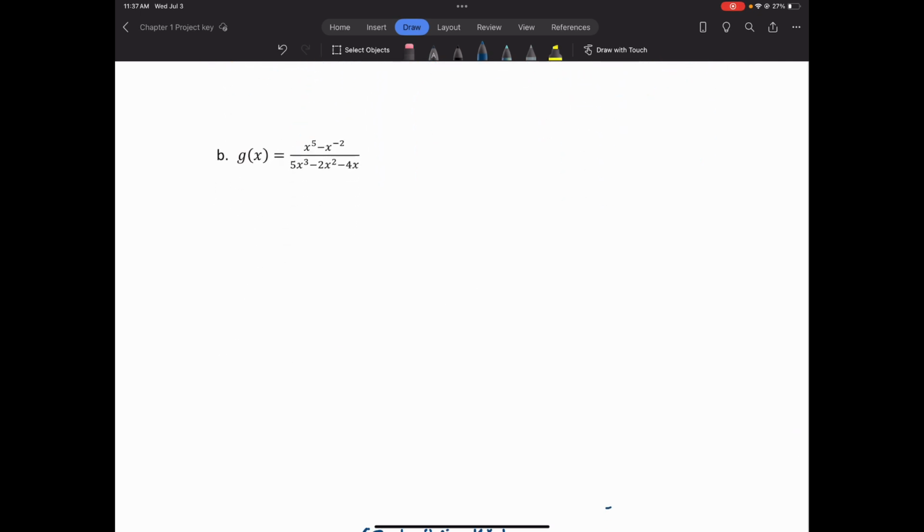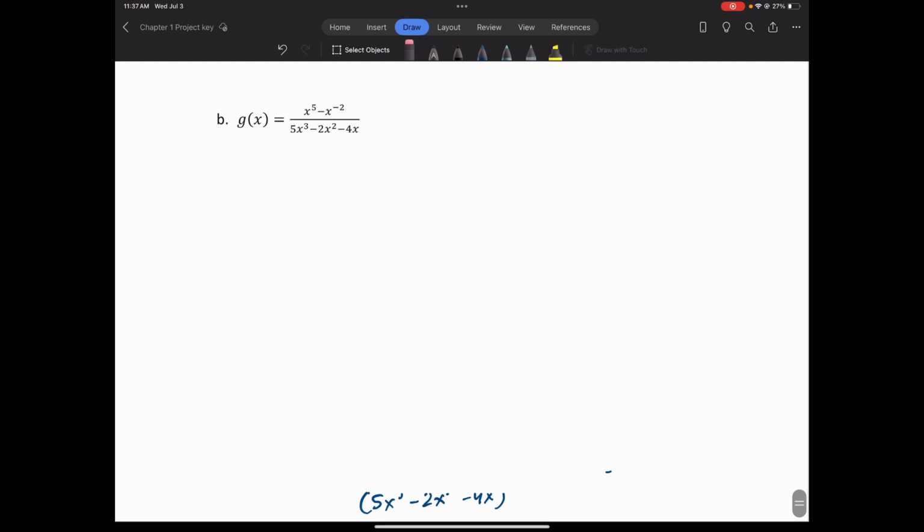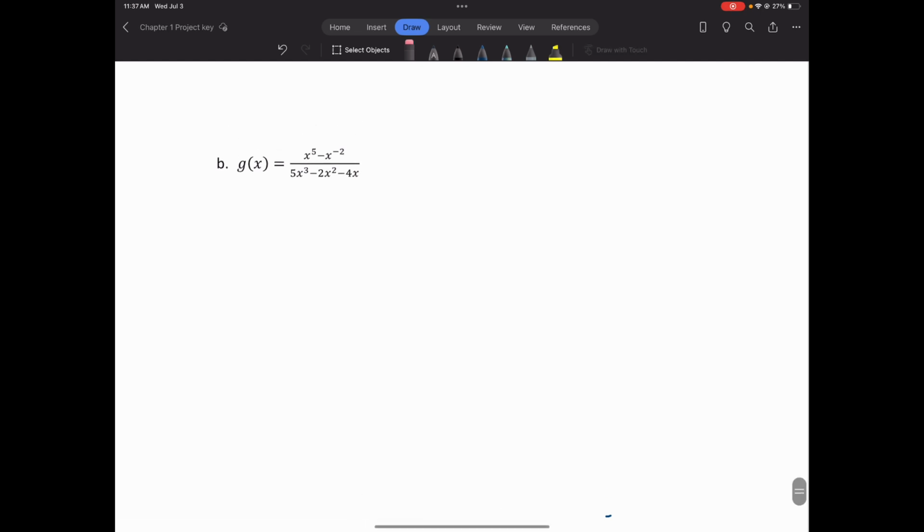Part B was all about the quotient rule. It's just a lot of quotient rule. So with the quotient rule, you have to isolate your top function, isolate your bottom function. So my top function, my upper function, we'll go ahead and call it u for upper function, is x to the 5th minus x to the negative 2. And then my lower function, or my bottom function, we'll call L. L is 5x cubed minus 2x squared minus 4x.